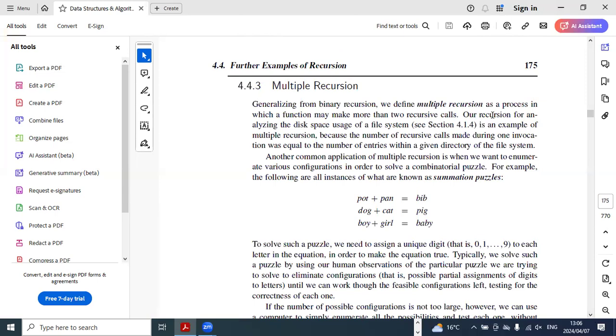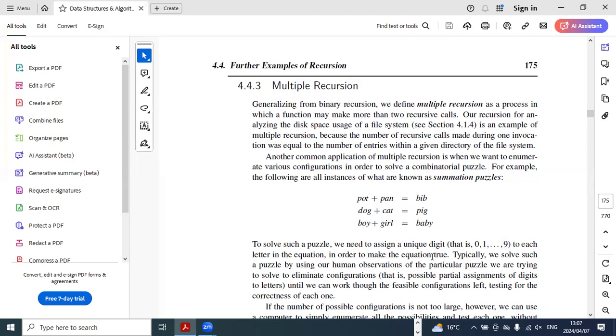Multiple recursion is defined as a process in which a function may make more than two recursive calls. Our recursion for analyzing the disk space usage of the file system in the previous section is an example of a multiple recursion, because the number of recursive calls made during one invocation was equal to the number of entries within a given directory of the file system.